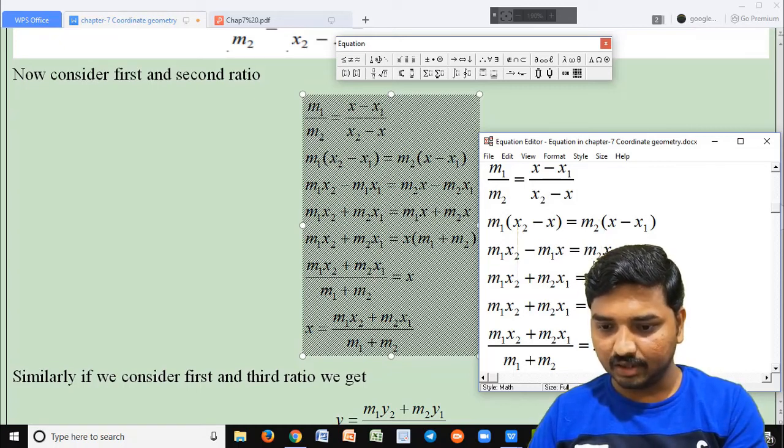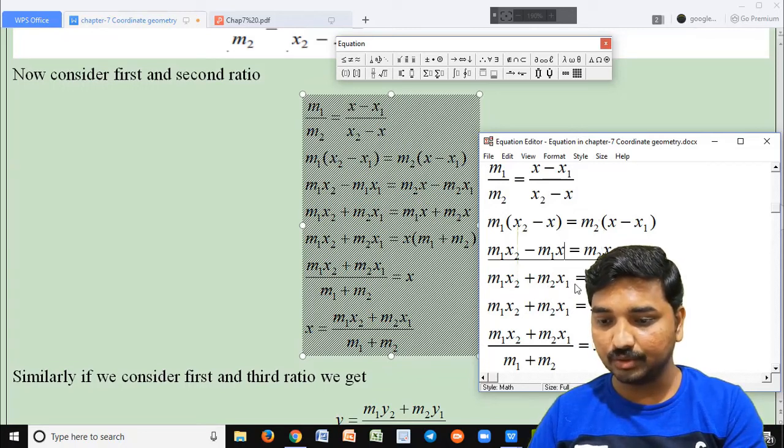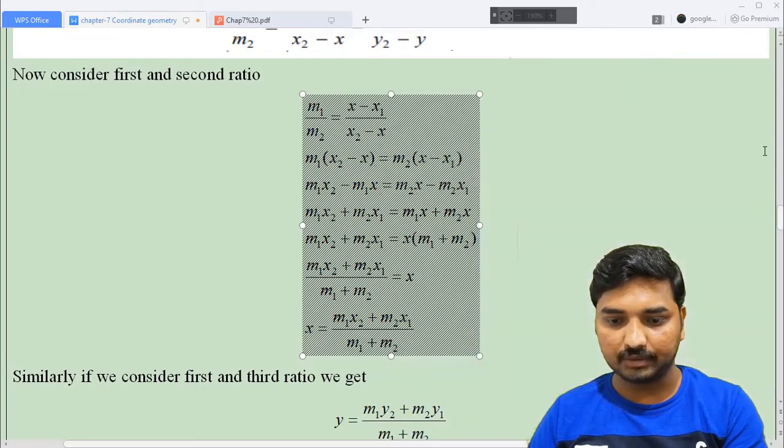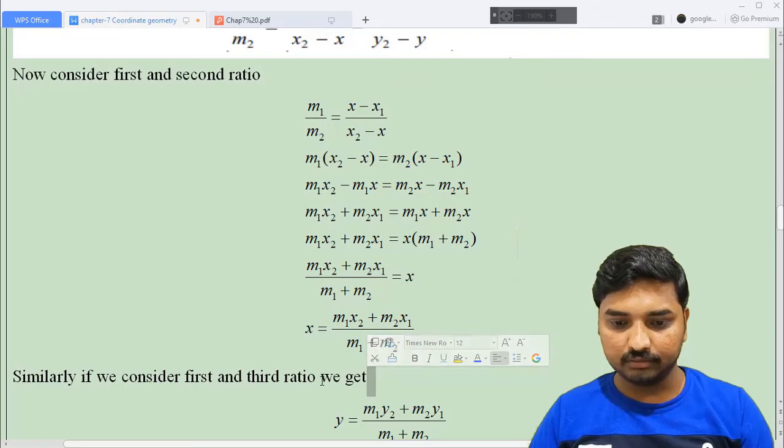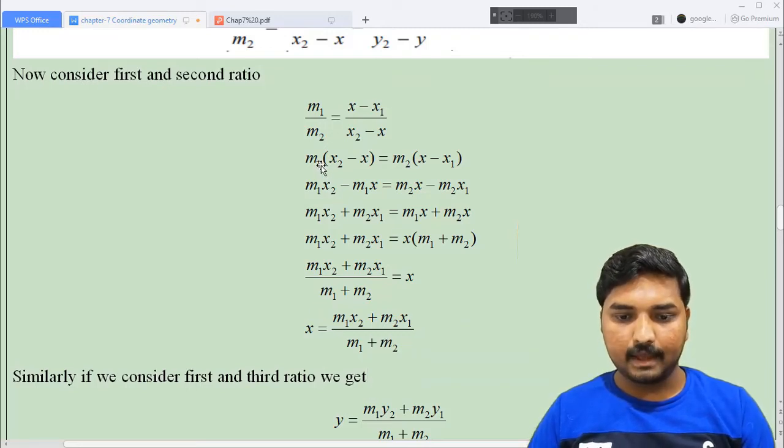Then I'm going to shift this term minus M1 x towards the right side. It will become plus M1 x here. M2 x is present and it is as it is, but I'm going to shift this term minus M2 x1 towards the left hand side. It will become plus M2 x1. Now it is right, so now everything is right. Now look at here, M1 by M2 is equal to x minus x1 divided by x2 minus x.